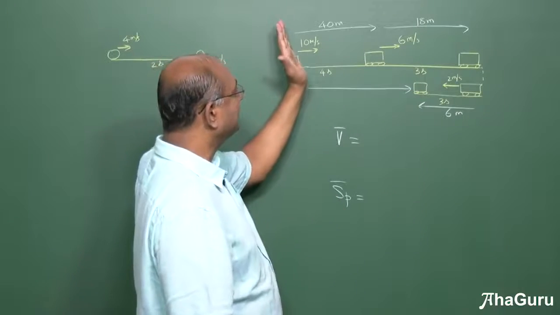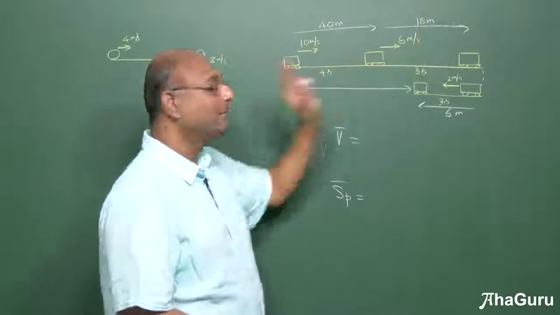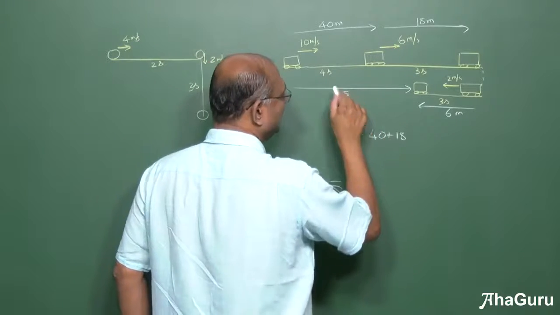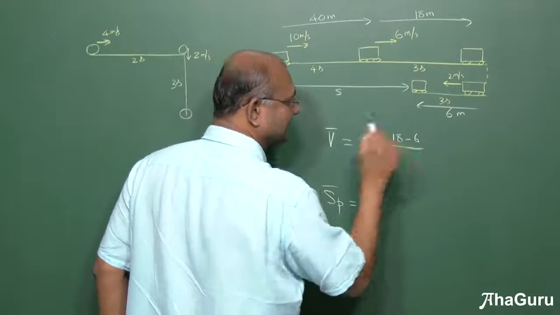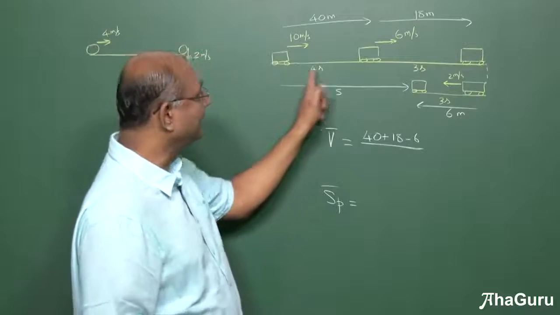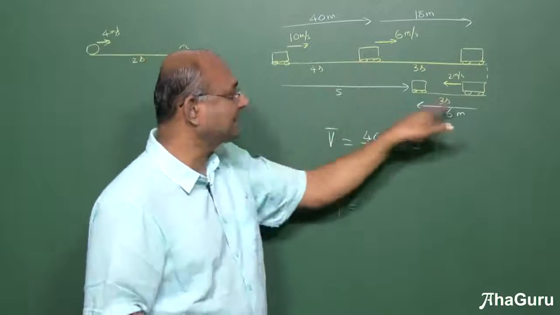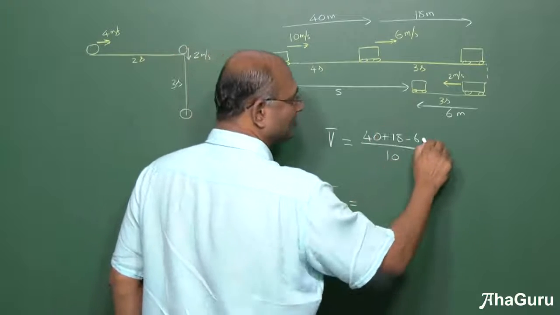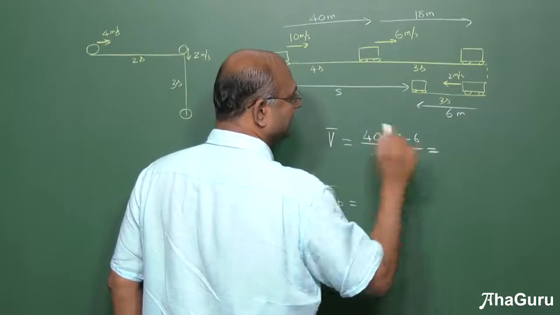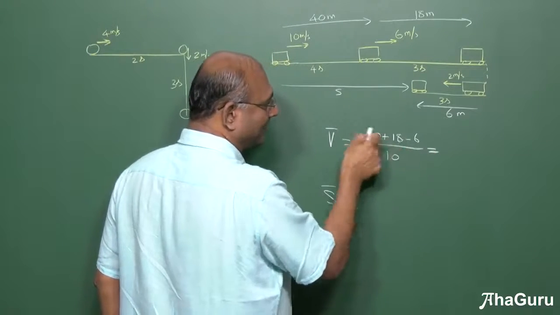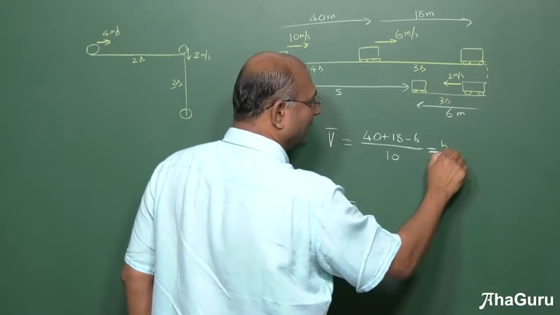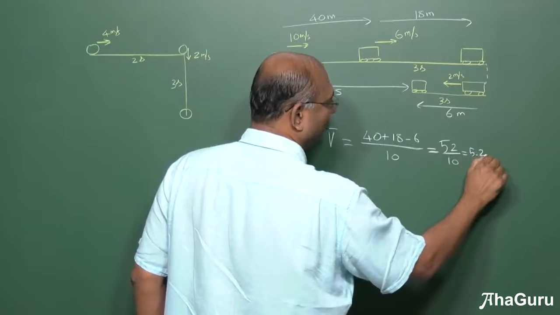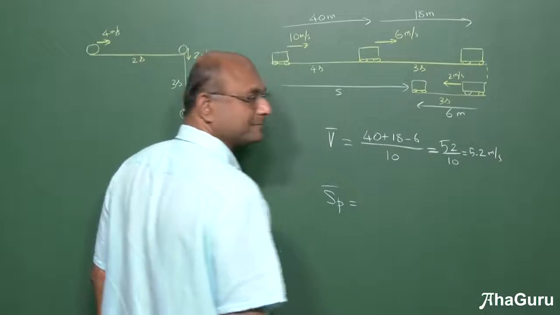So what is my displacement? How much is my displacement? 40 plus 18 minus 6, divided by the total time 4 plus 3 plus 3. 4 plus 3 plus 3 is 7 plus 3, 10 seconds. So many meters by so many seconds. Now what is this? This is going to be 12 plus 40 is 52. So this is 52 by 10 or 5.2 meters per second.